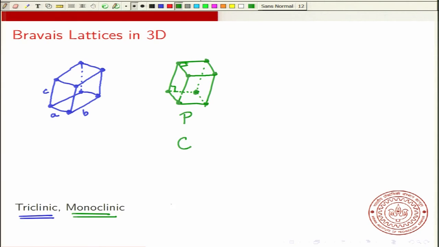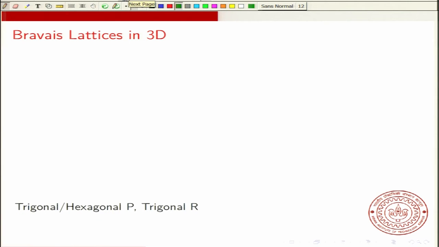So there are 3 more that are done here. We had 9 which were based on stretching of a cube, and then there are 3 more which are due to triclinic and monoclinic. In monoclinic, you have the primitive and the C-centered. Finally, you have 2 more, which are called trigonal hexagonal P and trigonal R. You can get them from a hexagonal cell, so these are both related to the hexagonal.